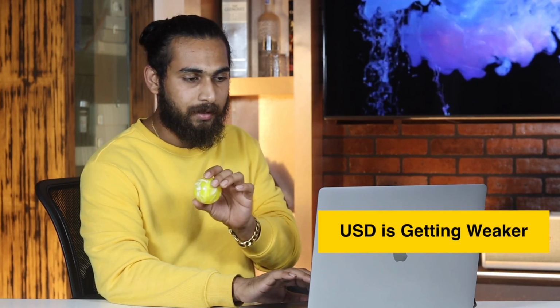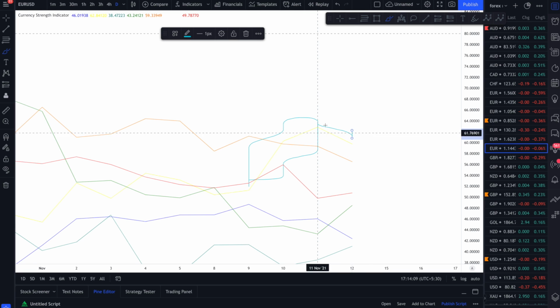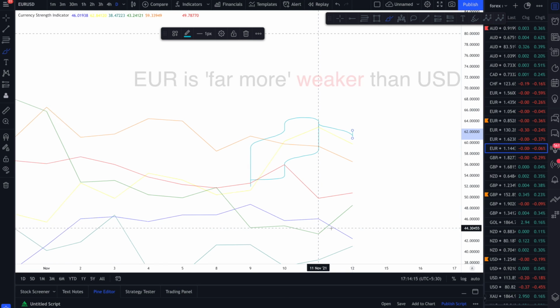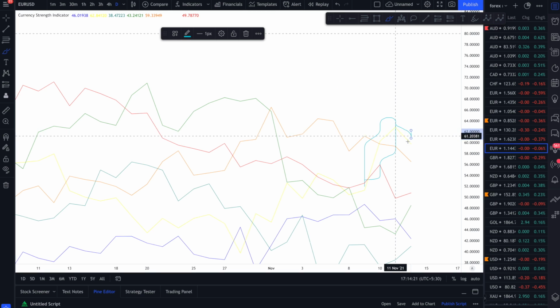So in this case, the US dollar is getting weaker, which I agree. But then if you see, Euro is weaker than US dollar. So even if the US dollar is getting weaker, the Euro is getting weaker too, and Euro is far weaker than US dollar, because US dollar is now around the 59 to 60 level and Euro is running on the 40 level, which is a huge difference. So even if the indicator shows that US dollar is getting weaker, still the price on Euro USD can move down. So you have to always consider this.